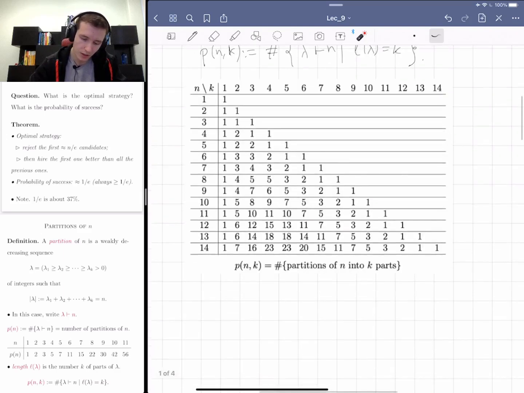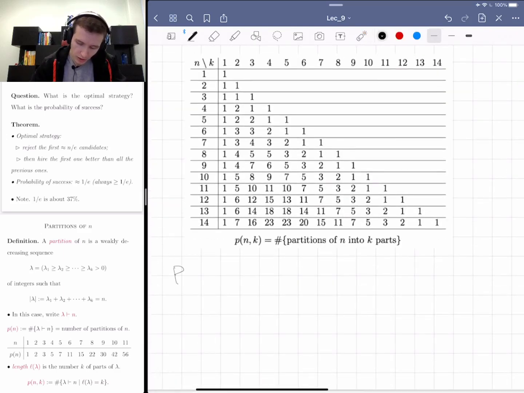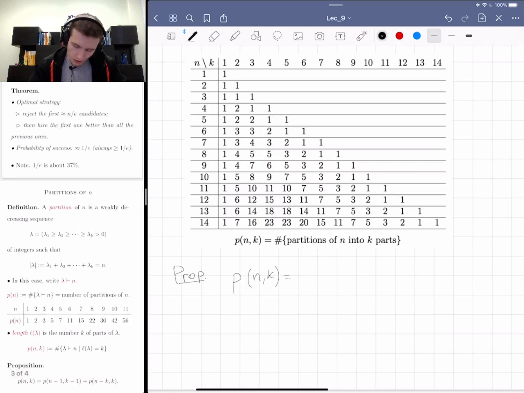Let me start by explaining a very simple recurrence relation. So p of n comma k is equal to, you kind of want some sort of triangle rule to count. Let me just write down the recurrence, and then we'll try to guess what it's trying to tell us. P of n minus 1 comma k minus 1 plus p of n minus k comma k. So it's a little different than the usual triangle, because you have to jump by k.